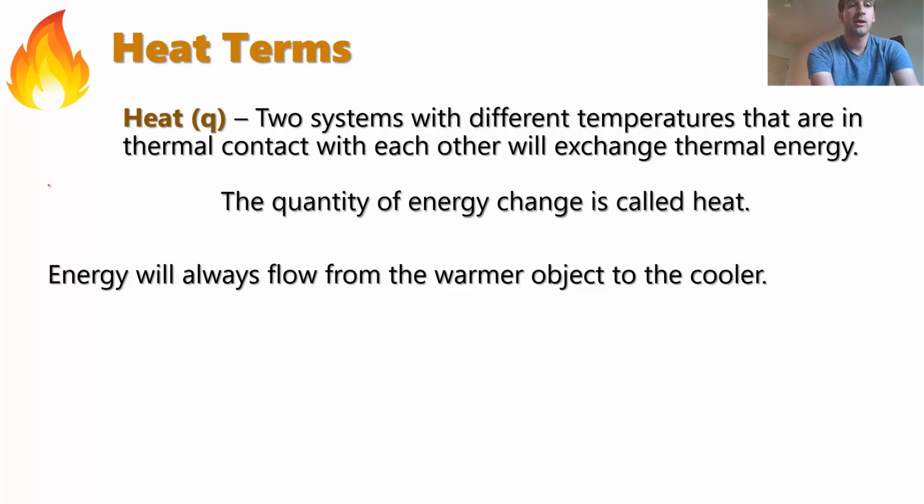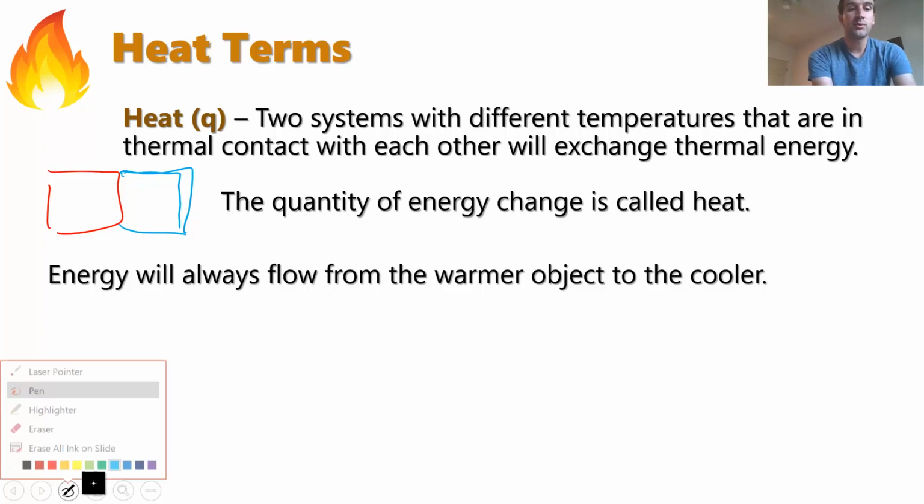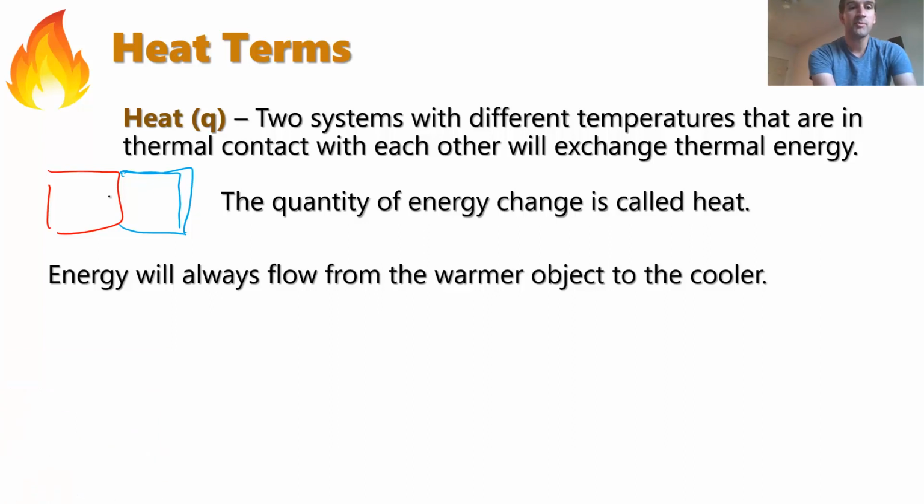So once again, if I have 2 objects, and these 2 objects are in thermal contact with each other, the object that is hotter is going to transfer its energy to the thing that is colder. So for us, it's just important to understand that there will be a transfer of energy, and that transfer of energy is always going from the hotter to the colder. The total amount of energy change is called heat.